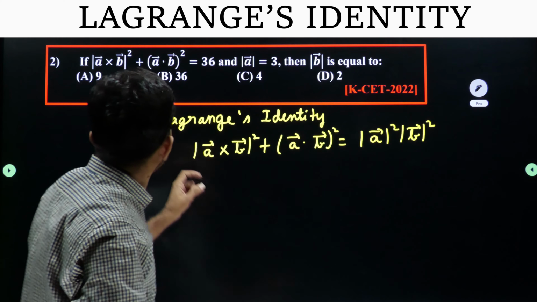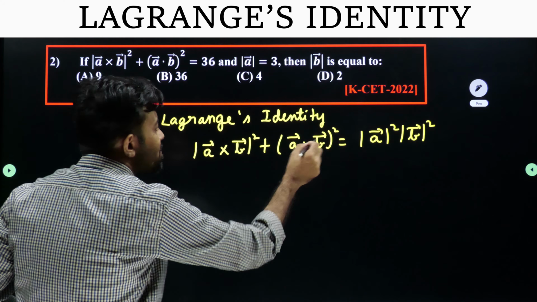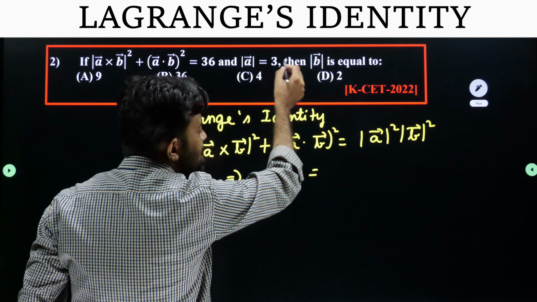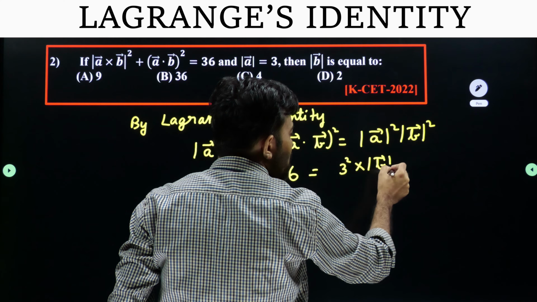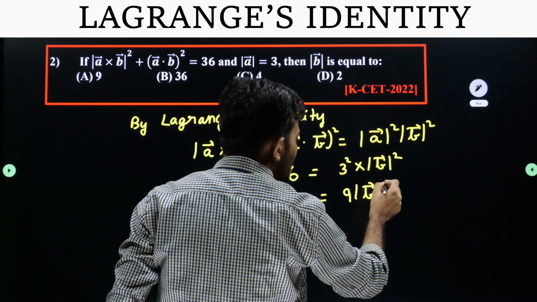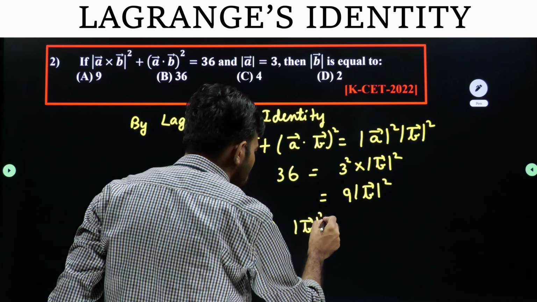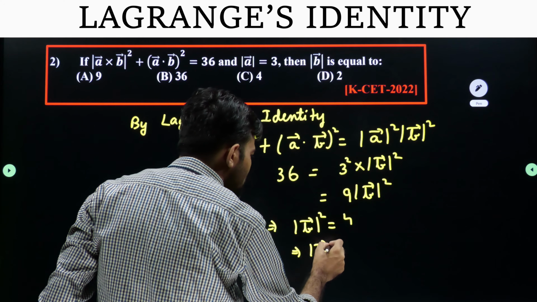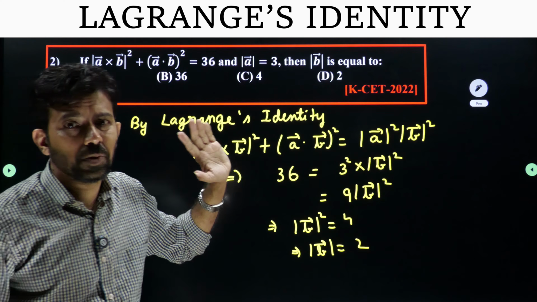We have this. Magnitude of A cross B square plus A dot B square is given to be equal to 36. Left hand side is 36, which is equal to magnitude of vector A, given to be 3, square into magnitude of vector B square. 3 square is 9. So 9 into magnitude of B square. 9 ones are 9, 9 fours are 36. So what do you get? Magnitude of vector B square is equal to 4. 36 by 9 is 4. So magnitude of vector B is equal to 2. Quite a simple question. Answer is option D. Hope you understand.